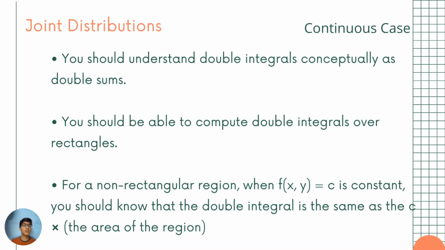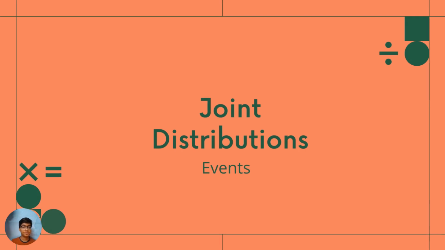Now, joint distributions. You should understand double integrals conceptually, and double sums. You should be able to compute double integrals over rectangles. For a non-rectangular region, when f of x comma y is equal to a constant c, you should know that the double integral is the same as c times the area of the region. Joint distribution, that is, events.